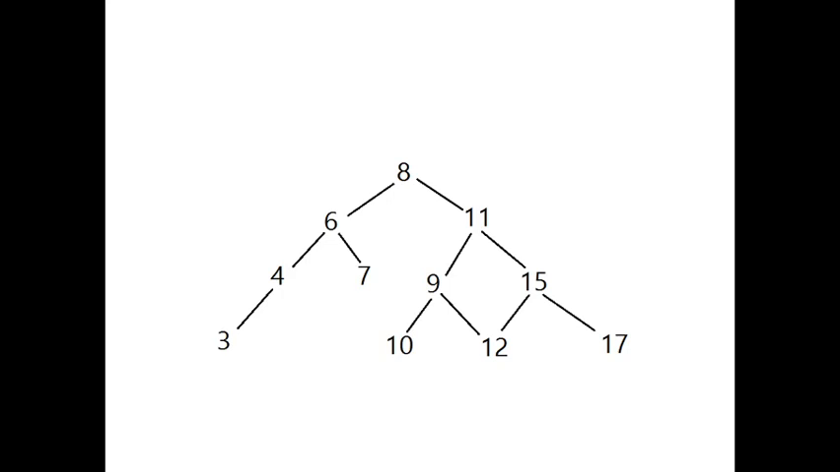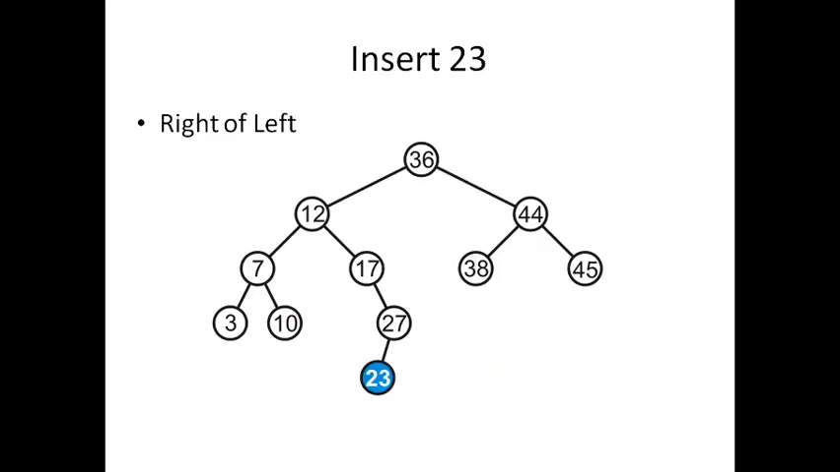So these are various examples we have seen, and the last example is insert 23. What will happen if 23 is inserted here? It is going to become a problem of right of left, because 1, 2, 3, 4, whereas here it is only 2 edges, so the difference is 2. So we have to deal with the problem as a right of left. The solution is the same one. First convert it into a left of left problem.